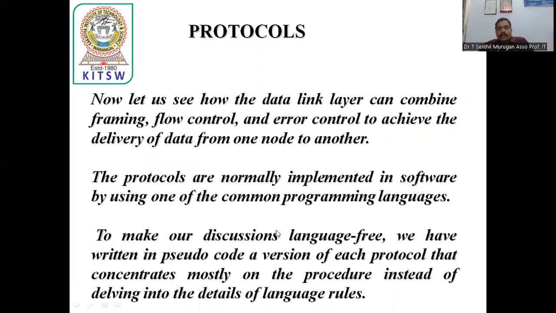So let us see how the data link layer can combine framing, flow control and error control to achieve the delivery of data from one node to another. The data link layer is responsible for data control and flow control as well as access control. The protocol is normally implemented in software by using one of the common programming languages. Protocol means some rules and regulations. The rules and regulations may be implemented using some programming language. But here we are not saying about any programming language, we are only discussing the algorithm.